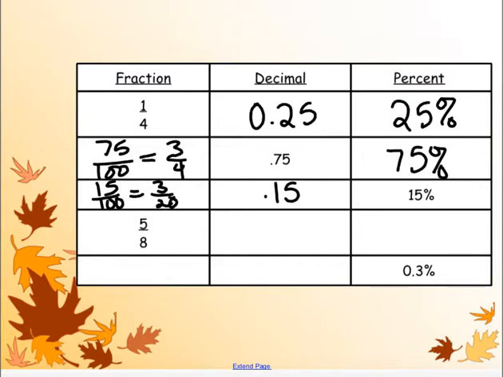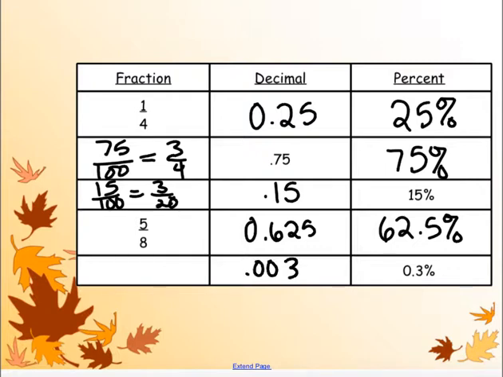5/8, we just divide again, and we get 0.625. Multiply by 100, move that decimal twice, and get 62.5%. And lastly, we have 0.3%. We need to divide by 100 to go back to a decimal, which means that we get 0.003, which if we gave this a name, this would be 3 thousandths, and that's what we can say is our fraction, 3 over 1,000.